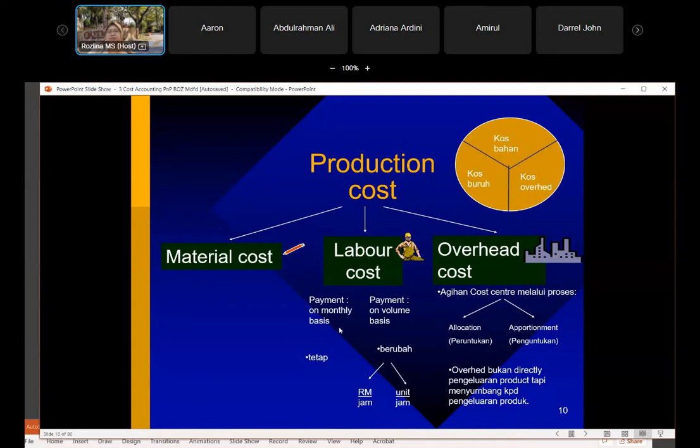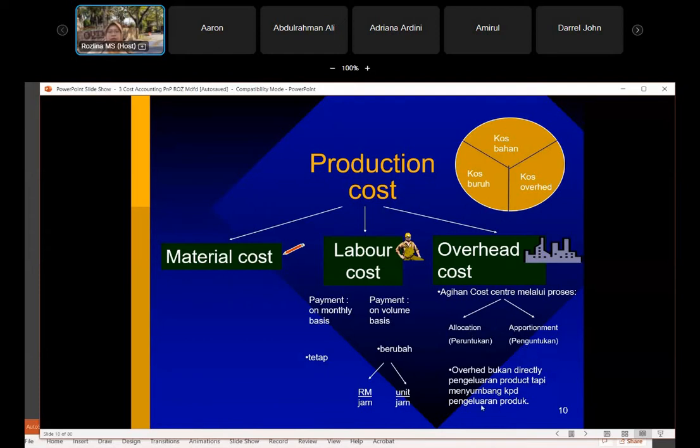Such as clerk, cleaner, engineers, we will pay on monthly basis. This labor cost is like this. For the operators we will use man hour. Okay, then we have overhead cost. For the overhead cost, we will use two methods. First is allocation, peruntukan, and apportionment, pembahagian. Okay, later we will go one by one.